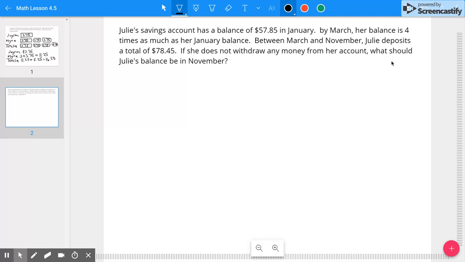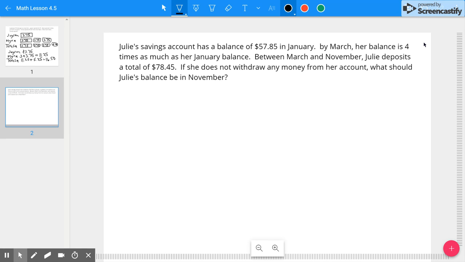So we are going to use the cube strategy. When we use the cube strategy, we first need to circle the important numbers. So when I circle the important numbers, I see that $57.85 is important. I see 4 times as much as her January balance, so I'm going to circle the number 4. And I see that she deposits a total, she puts into the bank $78.45. Underline the question. What should Julie's balance be in November? So let's underline that so we know what we're answering.